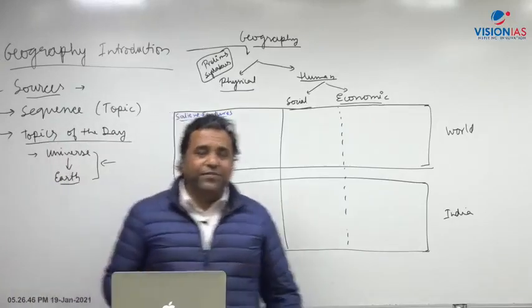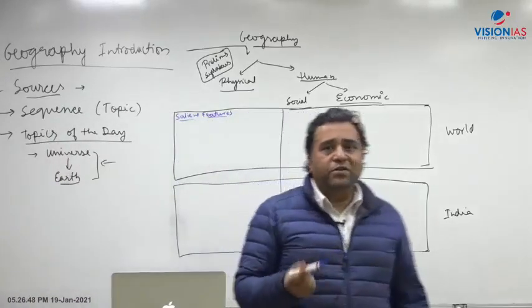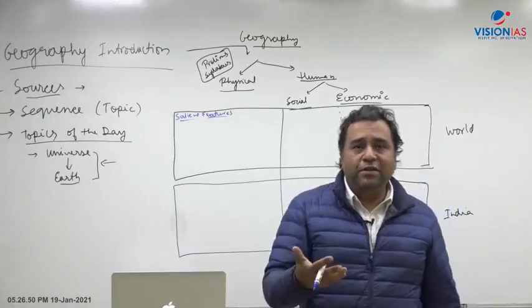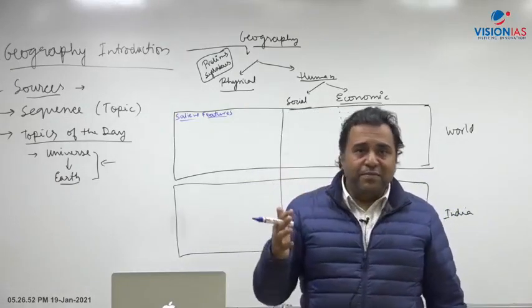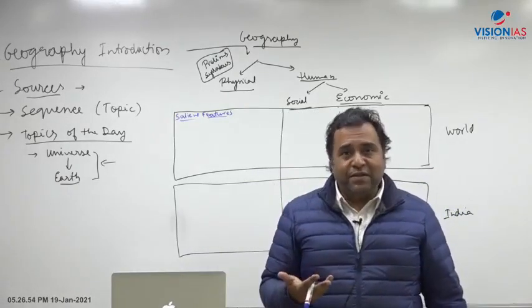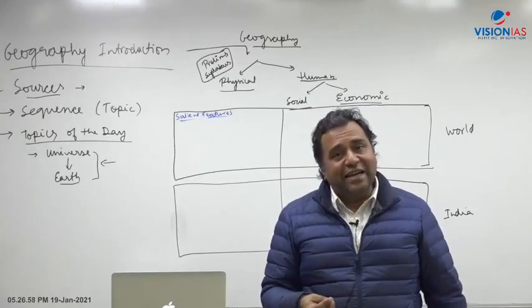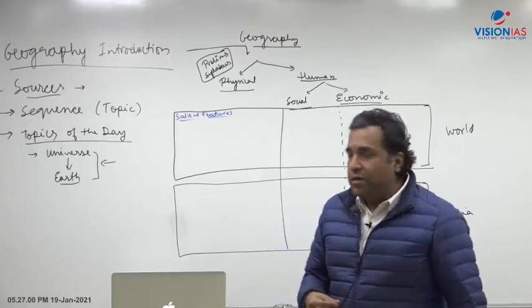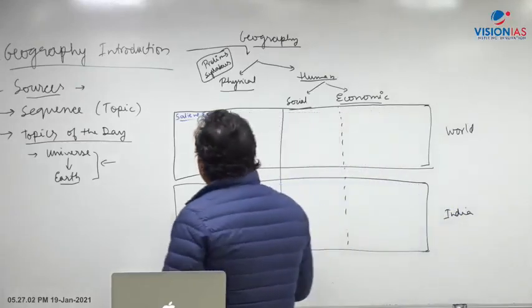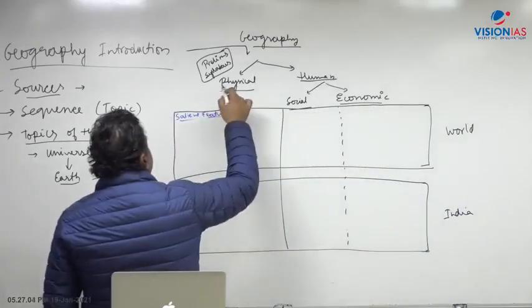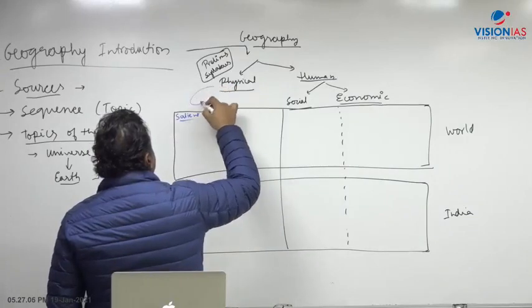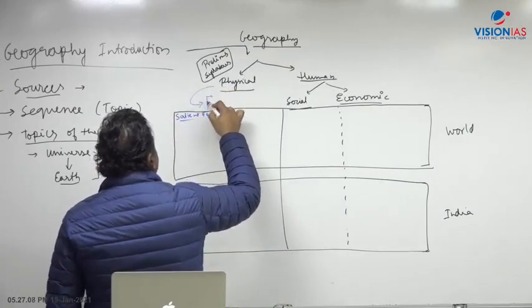So, salient physical features of the earth means, when you say physical earth, what do I mean when I say physical? It means what all I can physically feel and see and sense. So, on the earth, what are the things that you can see and feel and sense?